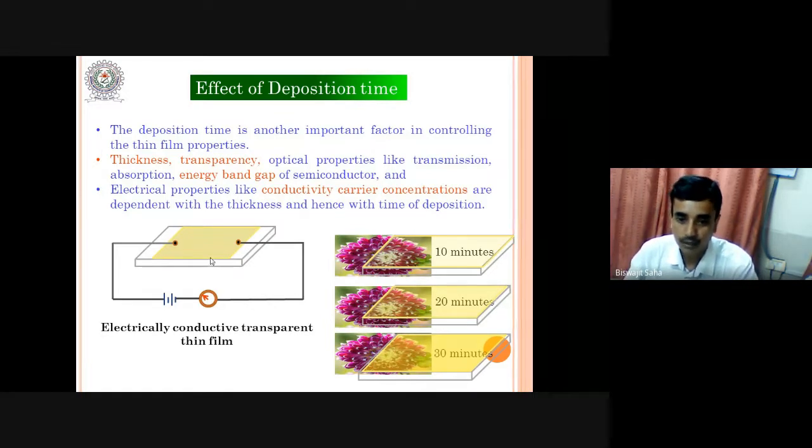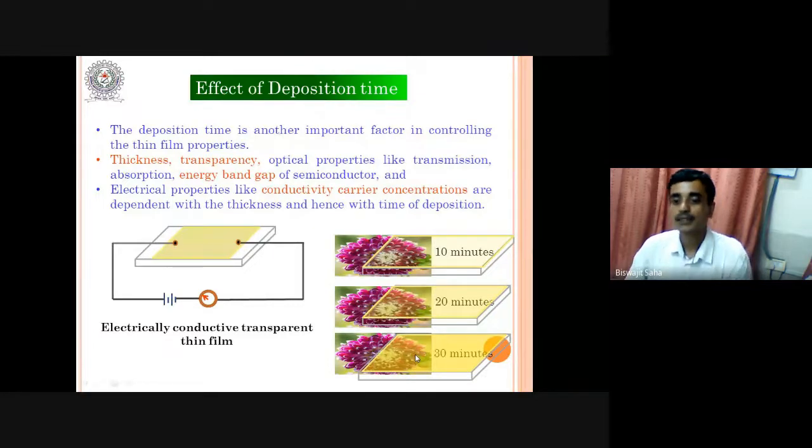You can see this figure, the first figure. This is a flower, and this flower is below the thin film. The film is kept over the flower. And here you can see the pink color of the flower. The pink color is also visible through the thin film, because this thin film is transparent for 10 minutes of sputtering deposition. And if we deposit it for 20 minutes, the thickness increases and the transparency decreases, which you can see, the color indicates the transparency has decreased. And if we use 30 minutes of sputtering, then in the third figure you can see the transparency has decreased even more.